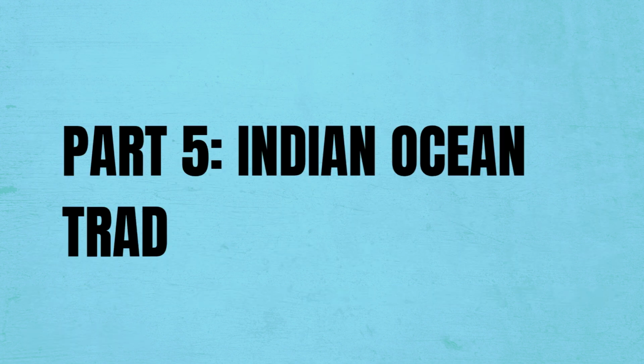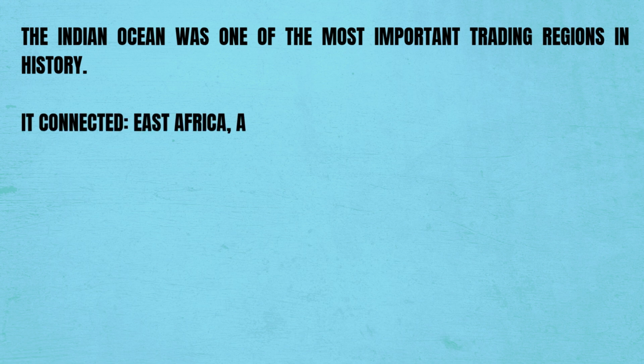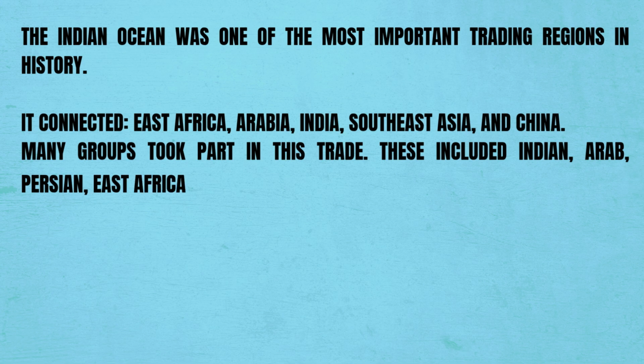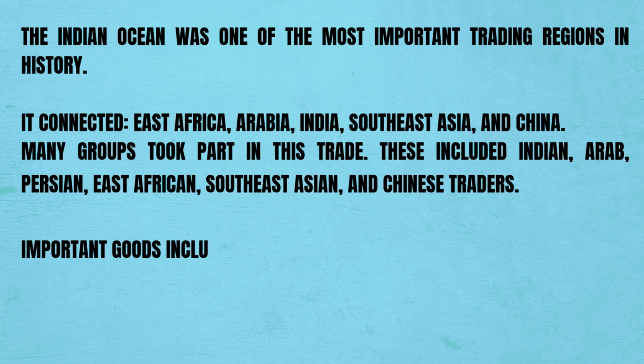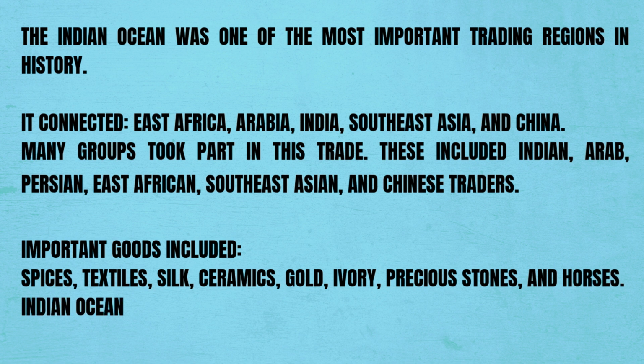Part 5. Indian Ocean Trade. The Indian Ocean was one of the most important trading regions in history. It connected East Africa, Arabia, India, Southeast Asia, and China. Many groups took part in this trade. These included Indian, Arab, Persian, East African, Southeast Asian, and Chinese traders. Important goods included spices, textiles, silk, ceramics, gold, ivory, precious stones, and horses.